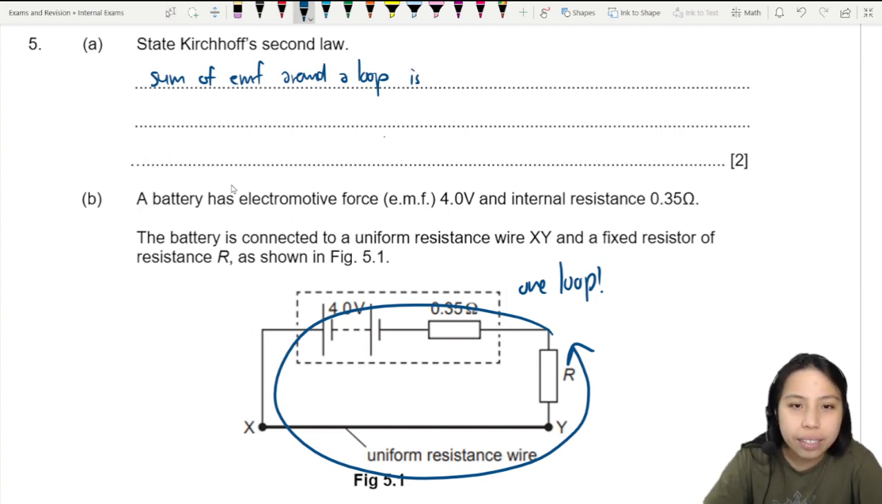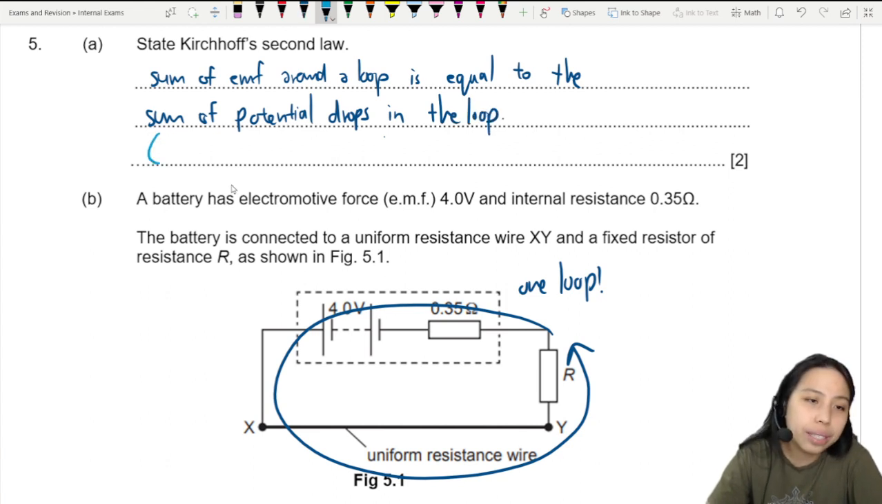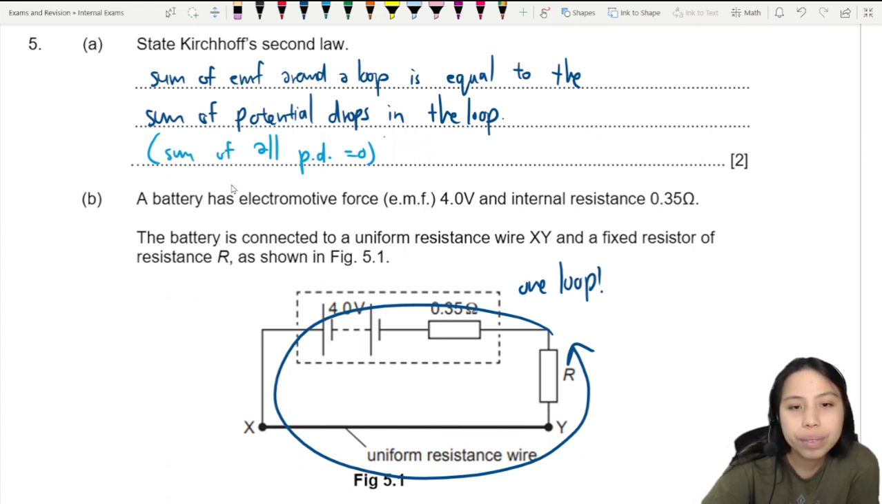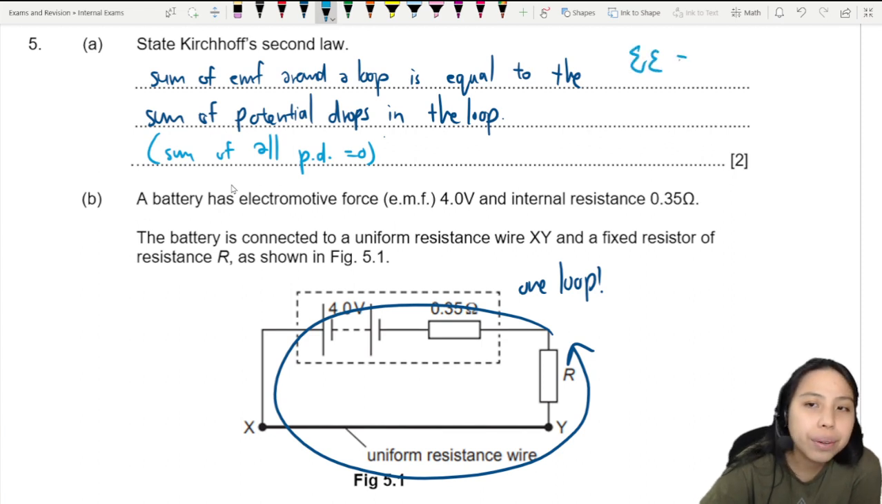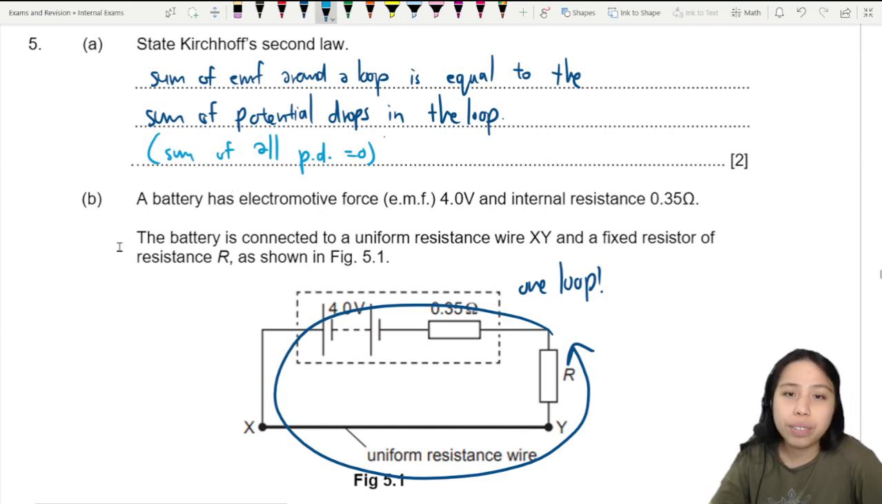And this is equal to the sum of potential drops in the loop. In other words, you can say the sum of all potential drops is zero, depending on how you want to write it. The second formula, you would write it like sum of volts equals zero. The first one, you will say sum of EMF equals sum of the potential drops specifically. So, different ways of expressing Kirchhoff's second law.